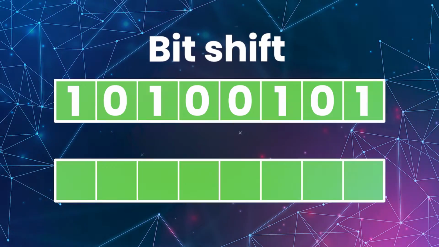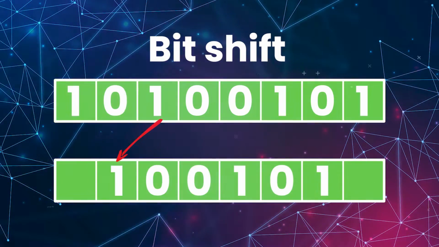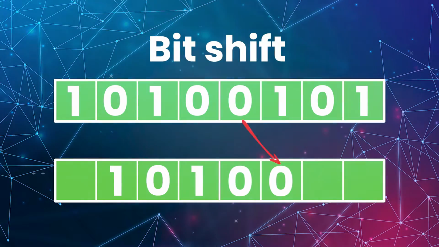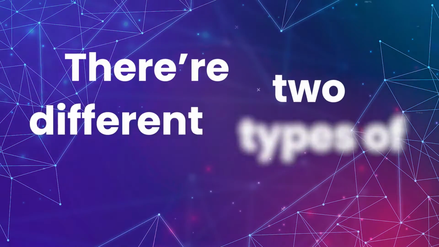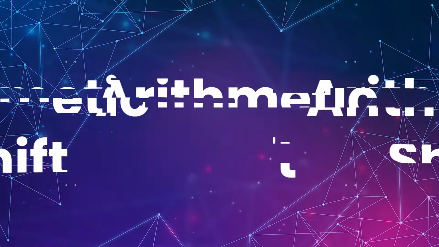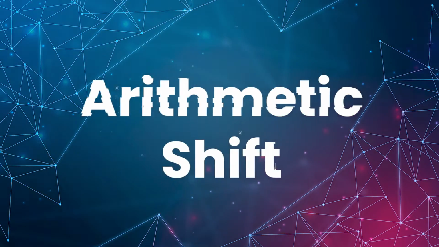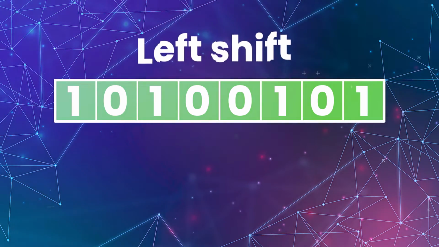Bit shift operations allow us to move bits to the left or right by a desired number of positions. There are two different types of shifts. The first type is arithmetic. Let's look at an example.